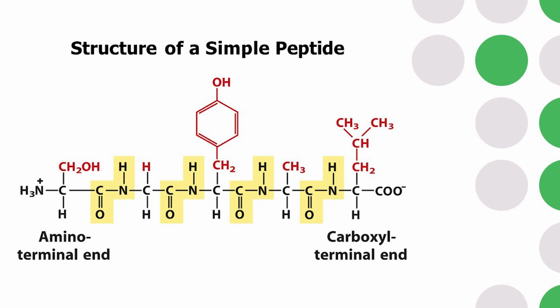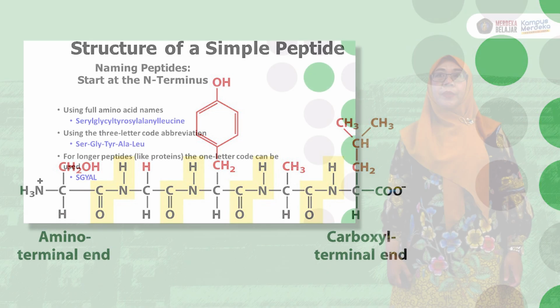The peptide chain has 2 terminal ends. One is the amino terminal end, or N-terminal. Another is the carboxyl terminal end, or C-terminal. The sequence of a peptide is read from the N-terminal end to the C-terminal end.